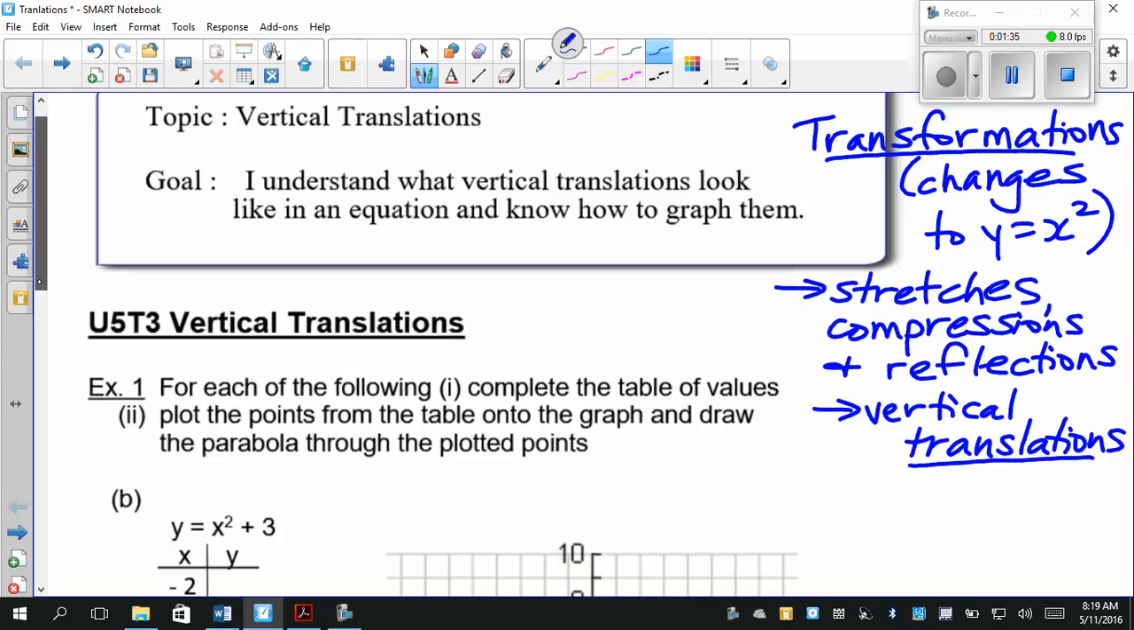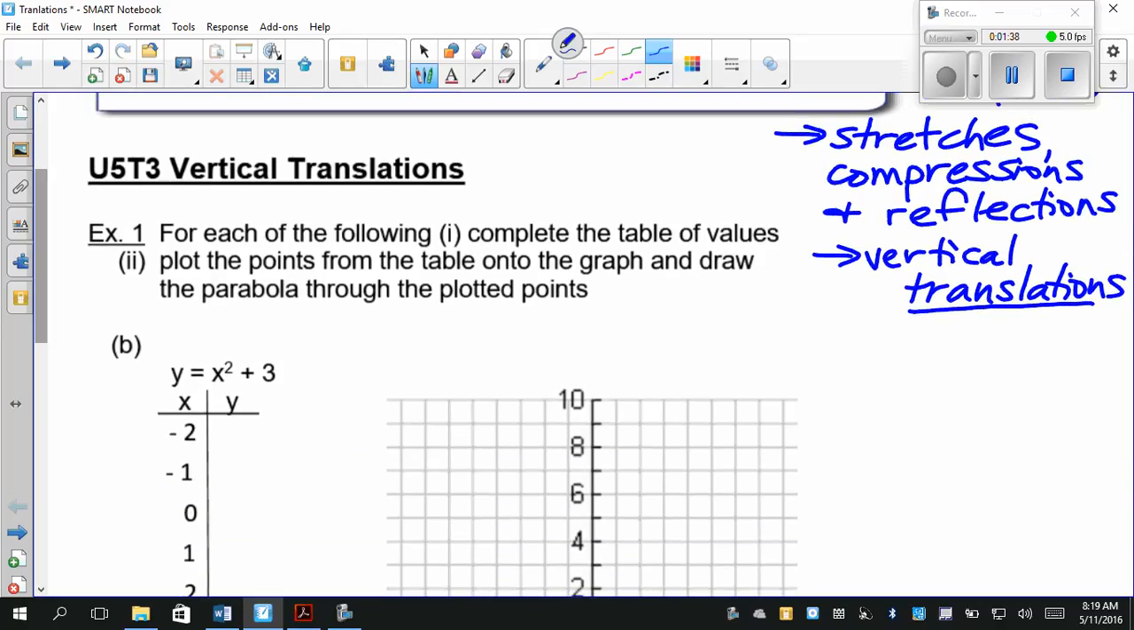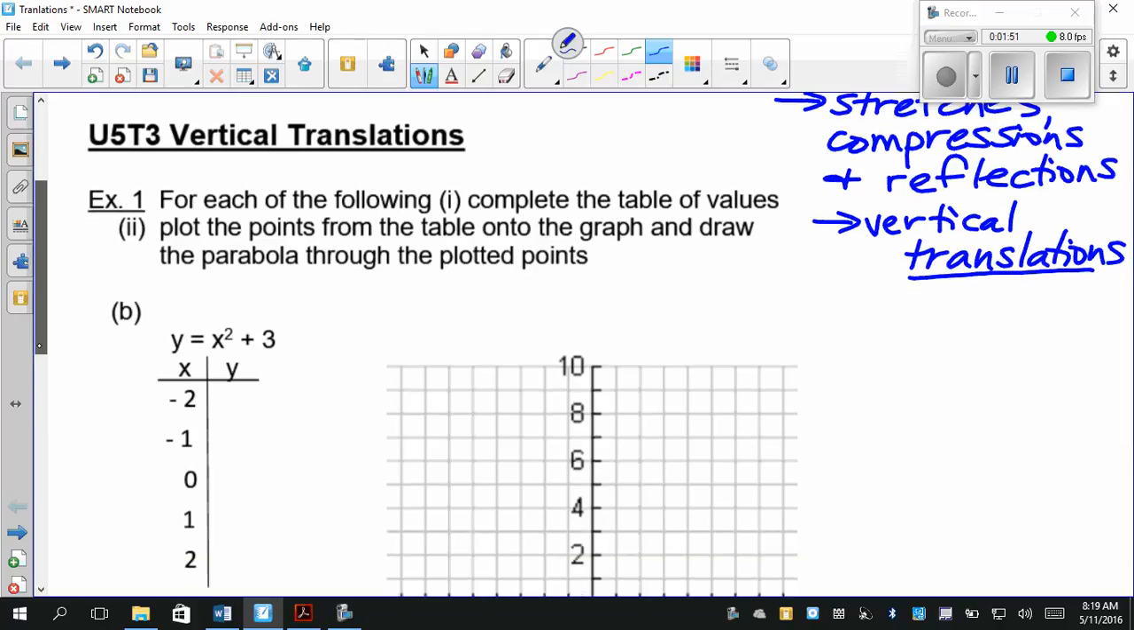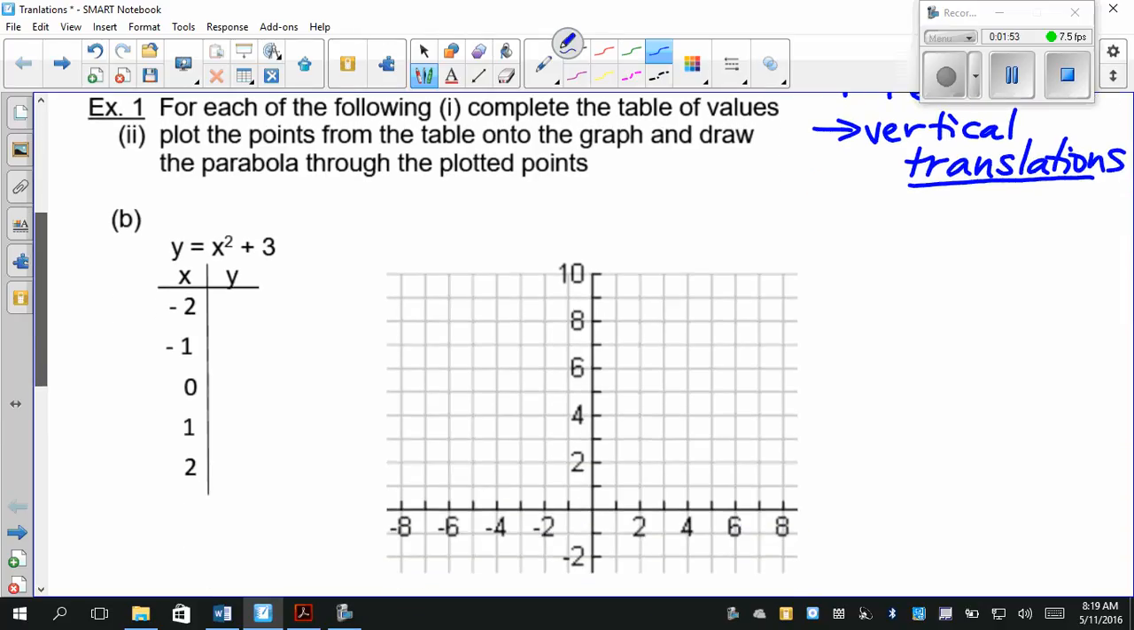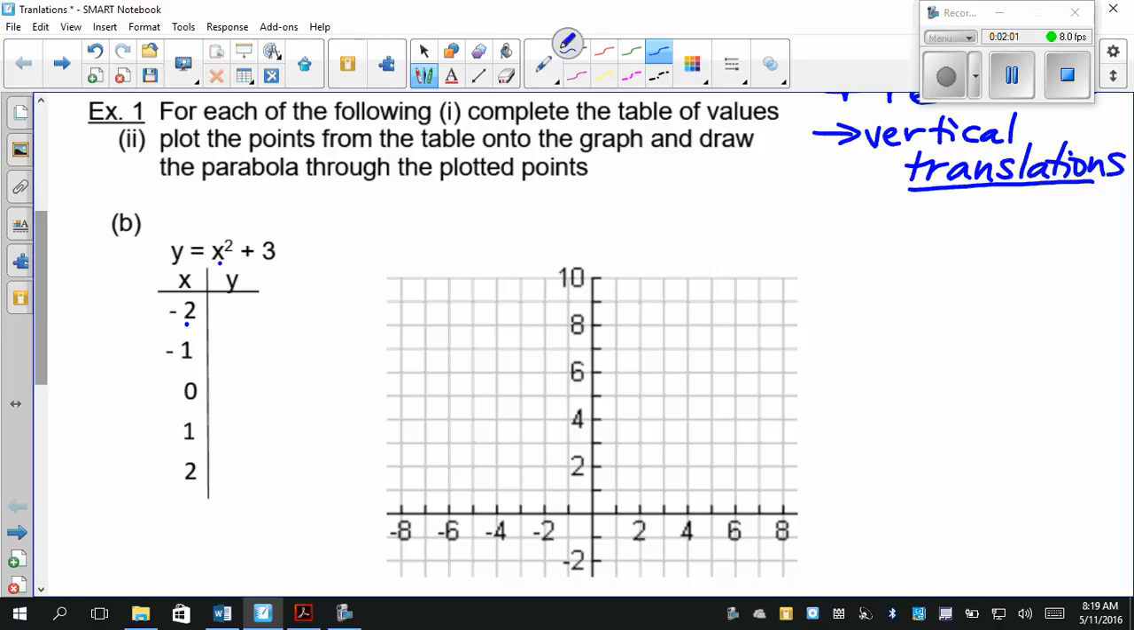For each of the following, in example 1 here, we're going to complete the table of values, plot the points from the table onto the graph, and draw the parabola through the plotted points. Similar to what we did yesterday, except with a new equation. In this case, we're going to substitute -2 in where the x is. So -2 squared plus 3. -2 squared gives me positive 4, and then plus 3 gives me 7.